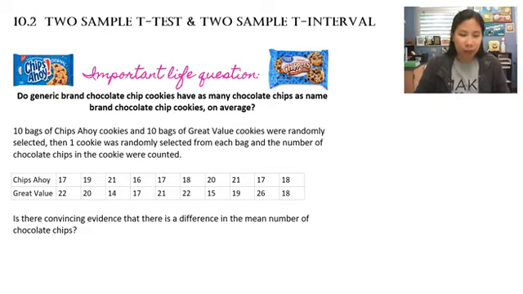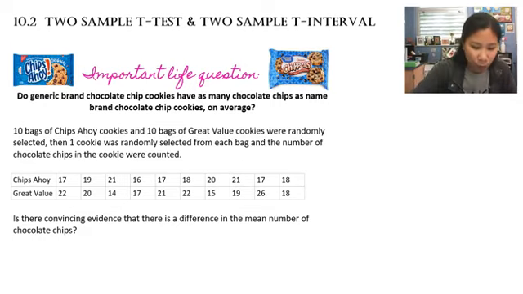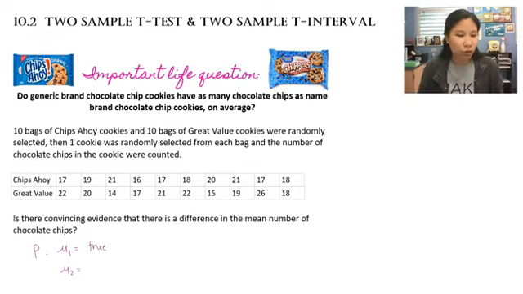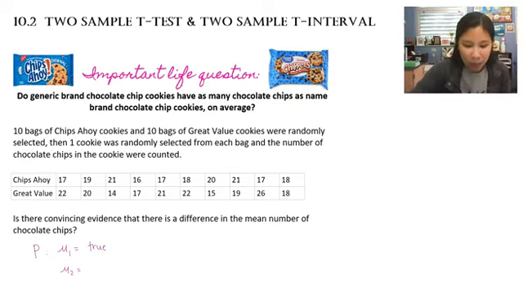Okay, so for this problem, for a two-sample t-test, I wanted to use this example to go through the whole PHANTOM process. Of course, we're going to start out with P for parameters. Because we're dealing with means now instead of proportions, we need to define each of the true means we are looking for. I just like to use numbers 1 and 2. You can do something like C and G, C for Chips Ahoy, G for Great Value, for your subscript. It doesn't matter as long as it's easy to identify.